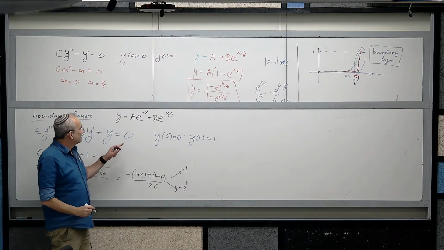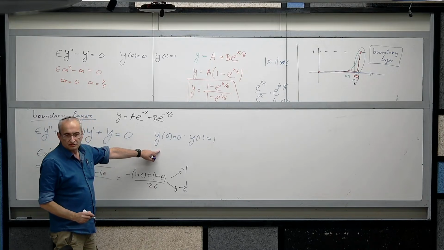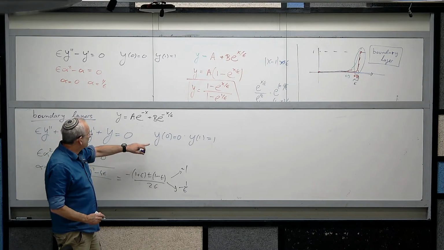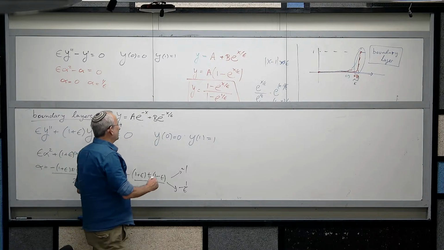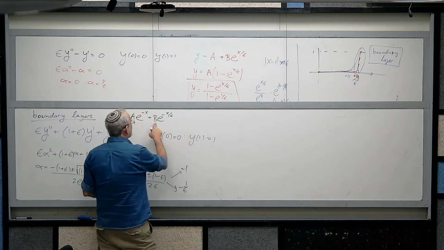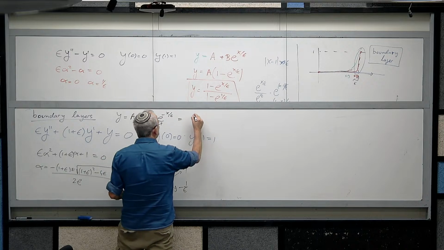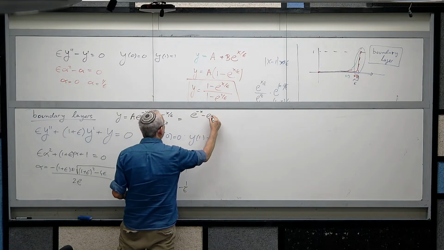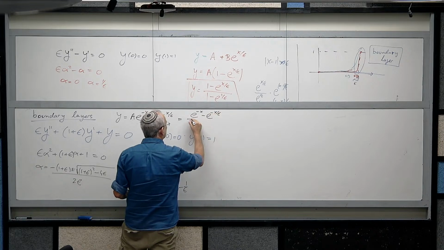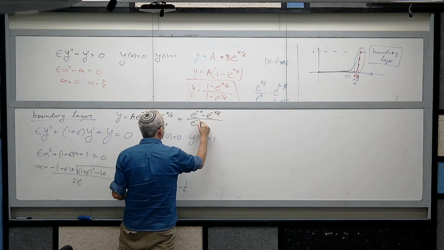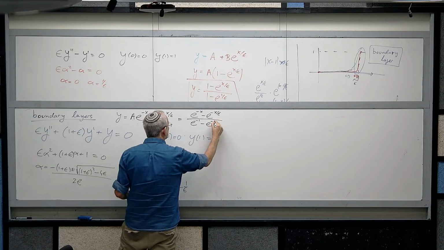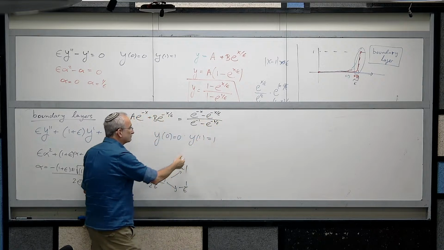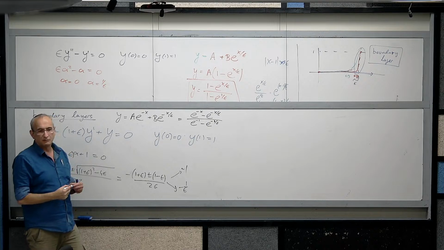And now I have to satisfy the boundary conditions. So to satisfy the boundary condition at 0, I am saying that b equals minus a. So you can see immediately that y is e to the minus x minus e to the minus x over epsilon, divided by e to the minus 1 minus e to the minus 1 over epsilon. Please check that it satisfies both boundary conditions.